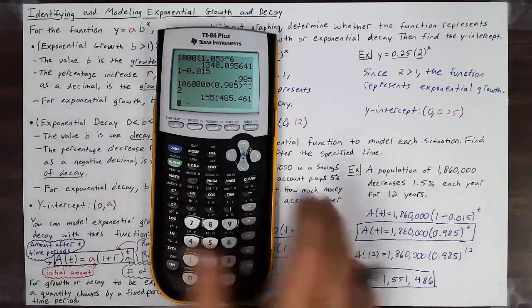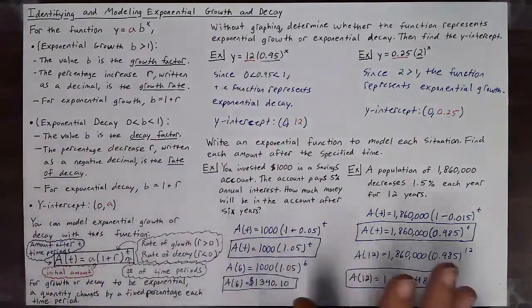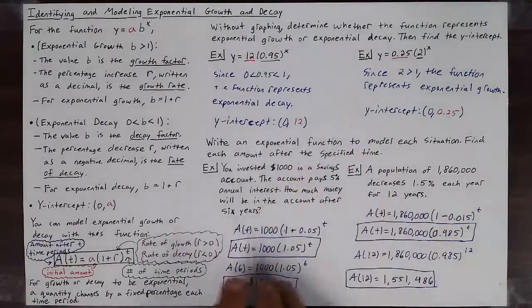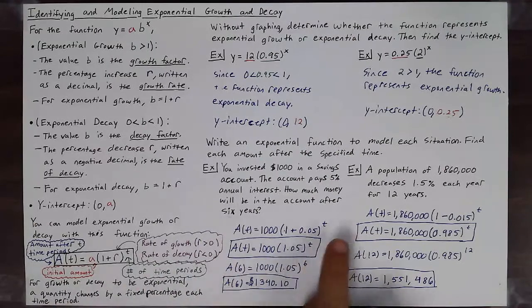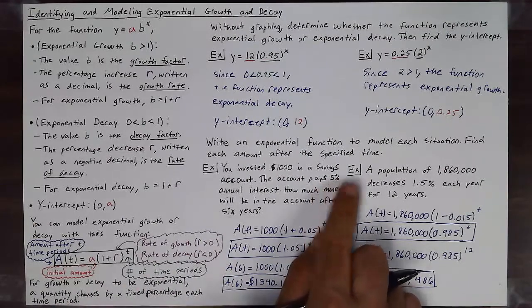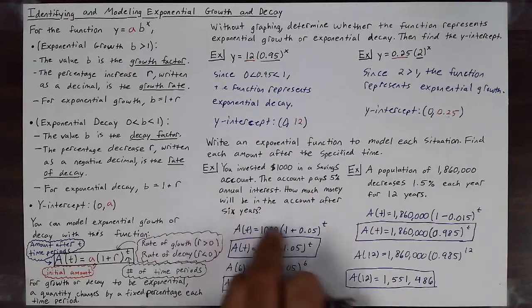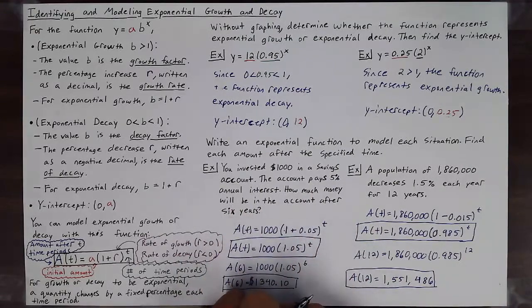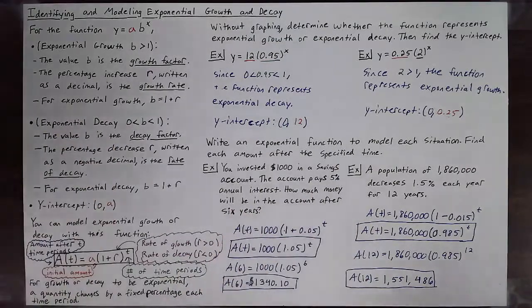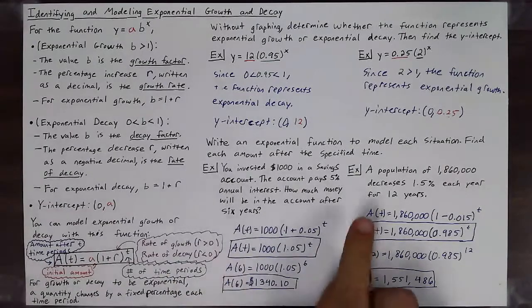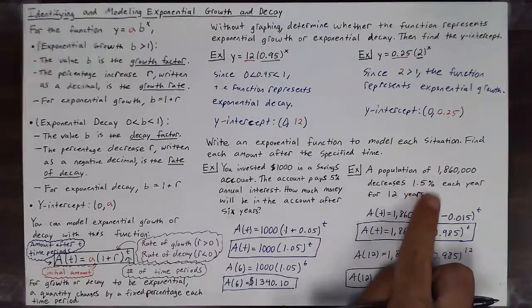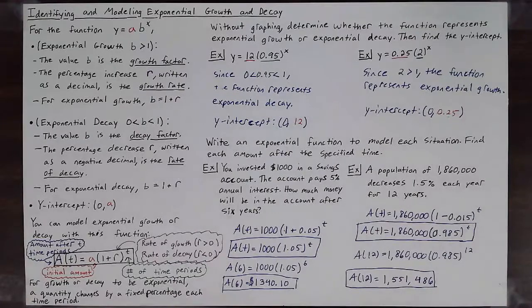So one last note I want to point out is the only way any of these functions can be exponential is if it changes by a fixed percentage each time period. So if the percentage would change or alter over the 6 years, that wouldn't represent an exponential function anymore. So we have to assume it's an exponential function and that it stays 5% and then goes down by 1.5% every year for all those years. And that is how you identify and model exponential growth and decay.